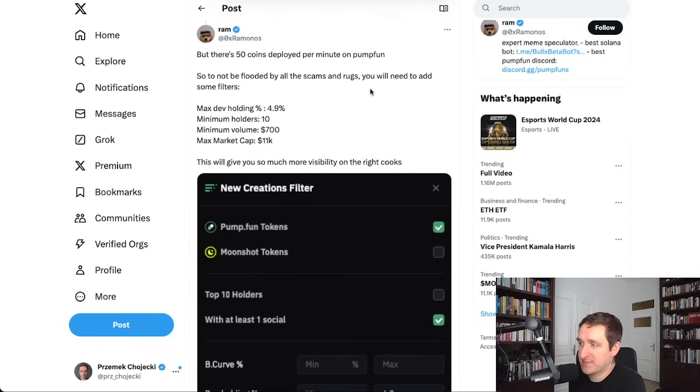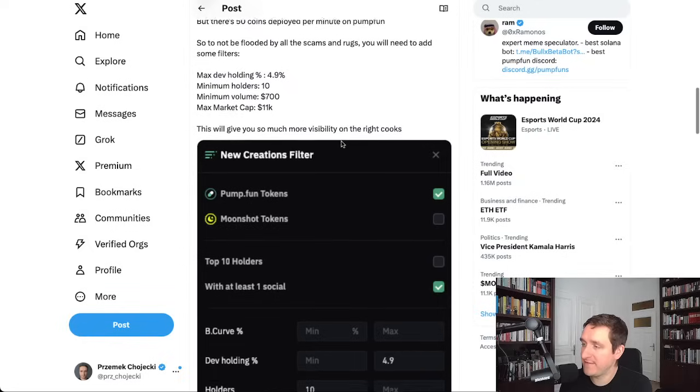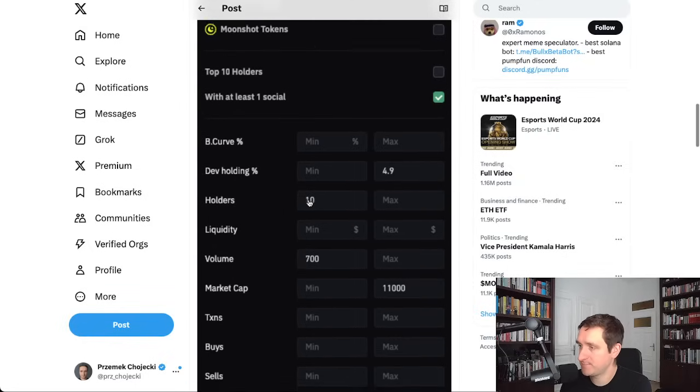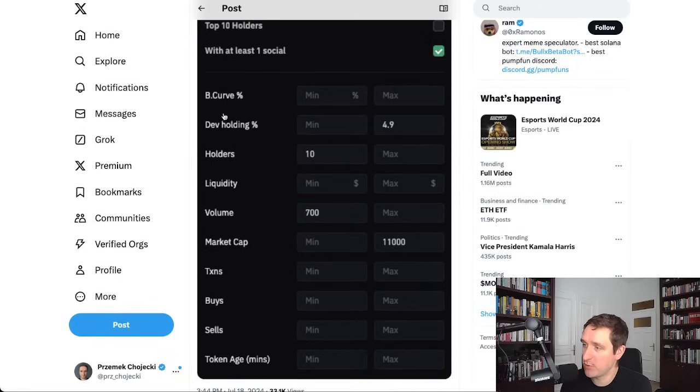And these are filters that are working well on Bullex. Basically, he has this filter for 4.9% of dev holding. I think like 5%, 6% is still fine, but definitely single digit. He also looks for minimum holders 10, minimum volume $700, max market cap 11K. So super small coins altogether, with dev holding really very small percent here. And then you can definitely have everything like here checked on Bullex. So you have dev holding for 9, 10 holders, volume 700.